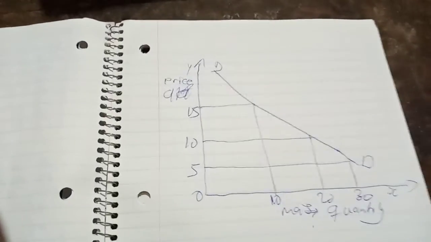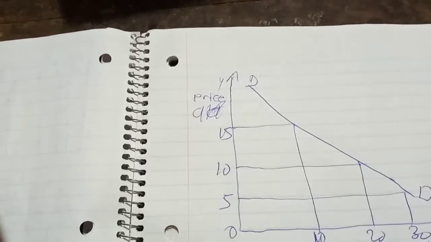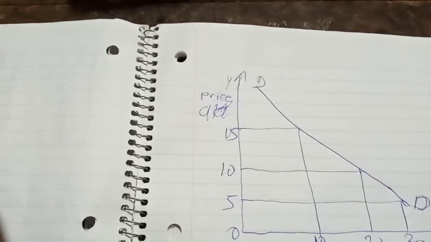So let's say we have 10 bags here, 20 bags, 30 bags. So you can see it corresponds. So when price is 15 cedis, the consumer buys only 10 because price is very high. When it reduces to 10 cedis, the consumer buys 20 bags because price has reduced. When price reduces to 5 cedis, you buy 30 bags because price is very cheap at that level. So that is it.